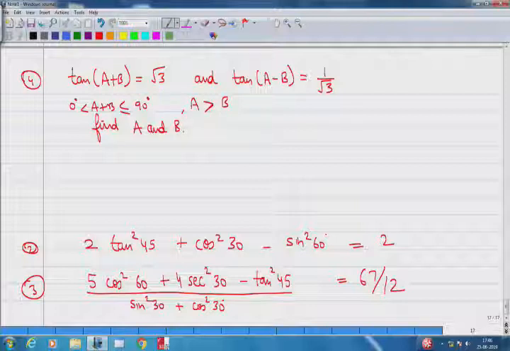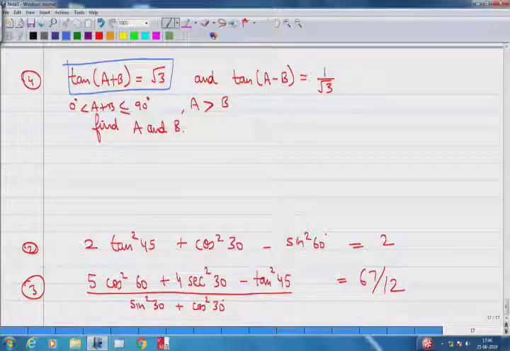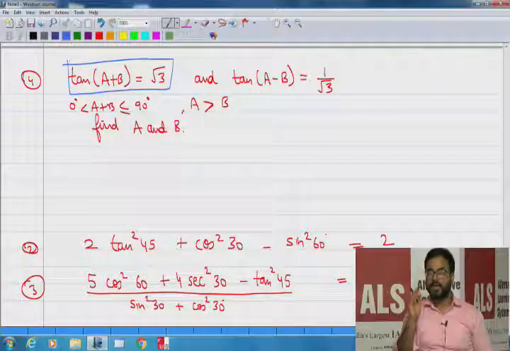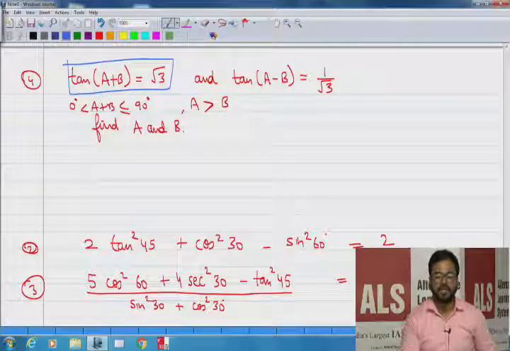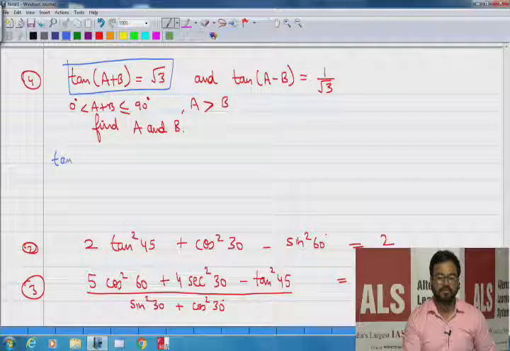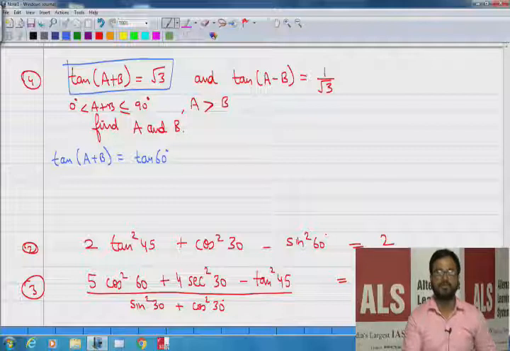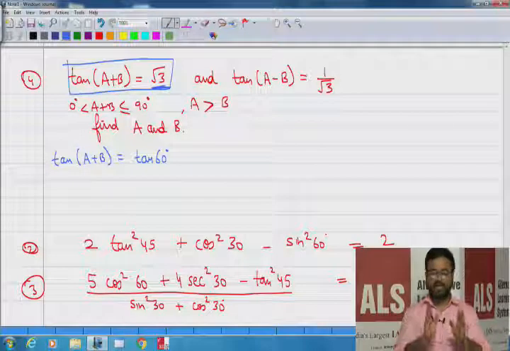Okay, I am explaining this one. Those who don't know: tan of a plus b is root 3. What you have to do in this one is see which value of tangent gives you the answer root 3. You might remember that tan of 60 degree gives you root 3. So you can write tan of a plus b is equal to tan of 60 degree. In place of root 3, you can write tan of 60 degree. So I have made the trigonometric ratio the same on both sides, tan and tan.